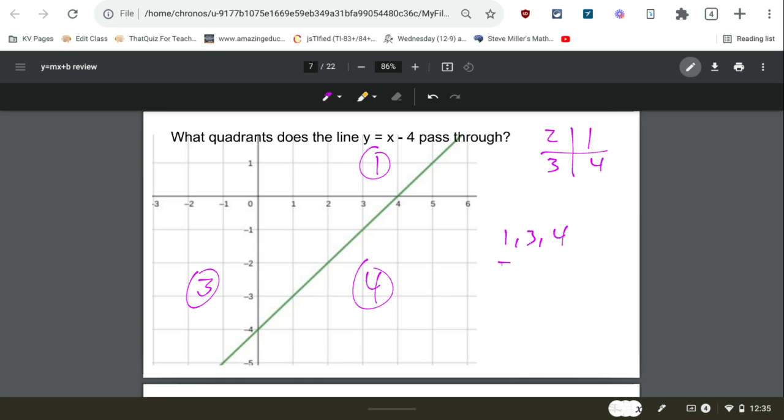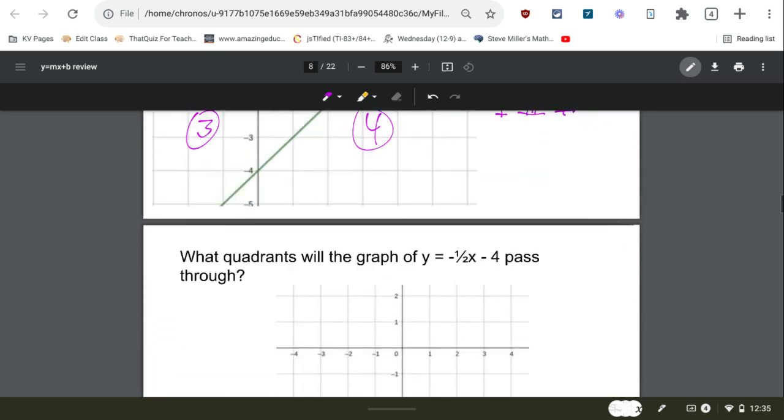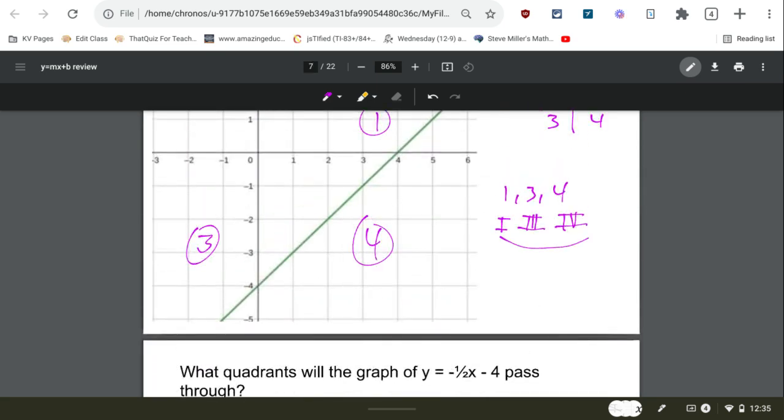Usually they're going to write them in Roman numerals. I would be 1, III would be 3, and IV would be 4. Just in case you see that notation there.